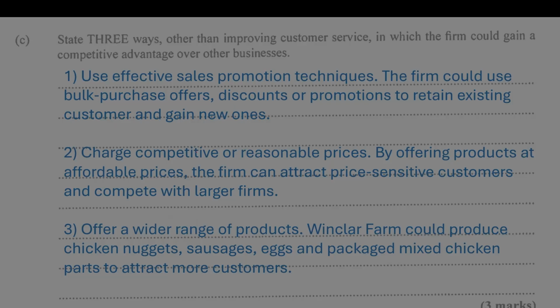So next, charge competitive or reasonable prices. So by offering products at affordable prices, the firm can attract price-sensitive customers and compete with the larger firms. So if your products are priced reasonably, you're going to attract a larger customer base, right? Lastly, offer a wider range of products. So Winkler Farm could produce chicken nuggets, sausages, eggs, and packaged mixed chicken parts that attract even more customers. And the more product offerings you have, the wider the potential customer base.